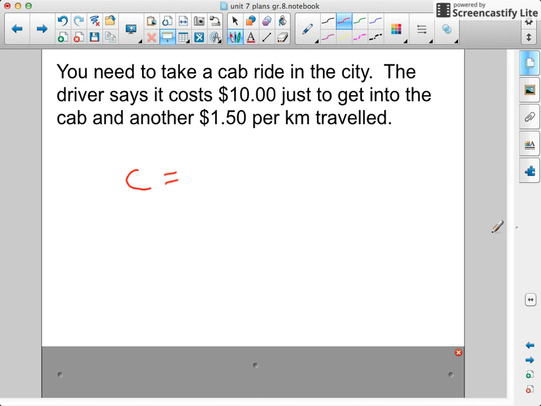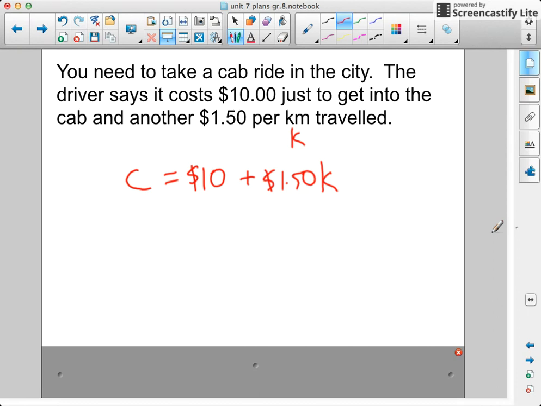But first, it's going to cost $10 no matter what. Even if I were just to get in the cab and get out, it costs $10 because it's a flat rate to start. Okay, so it's $10 plus $1.50 per kilometer. So let's say that kilometer is K. I'm going to take $1.50 and times it by however many kilometers. So that's why it's $1.50K.